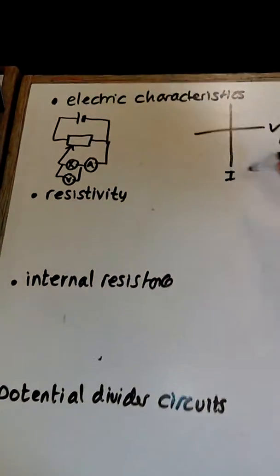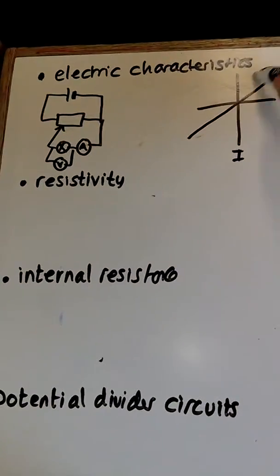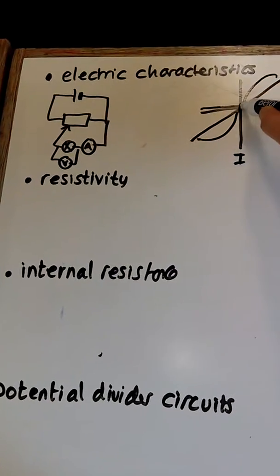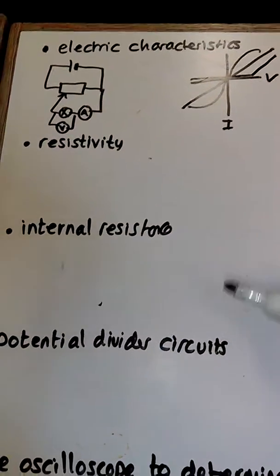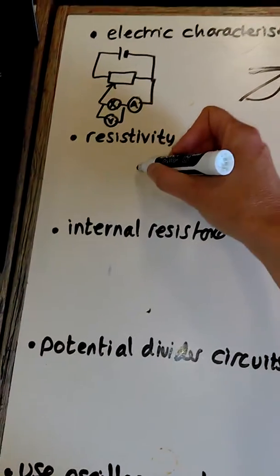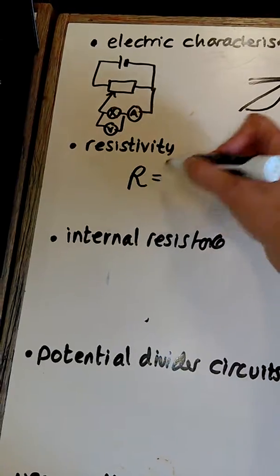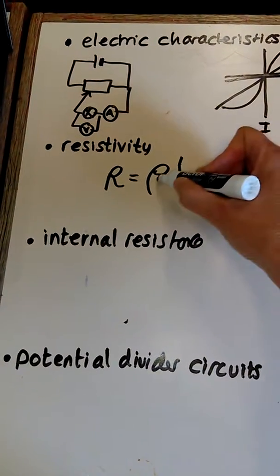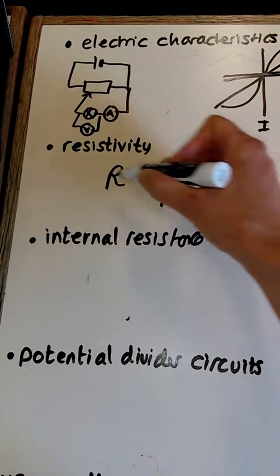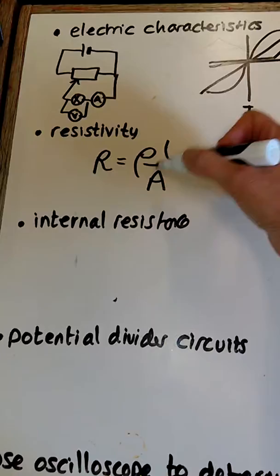If it's ohmic, it means V is proportional to I, it goes straight through. If it's a bulb, it's like an S. If it's a diode, it goes straight and then it goes up like that. Resistivity. You've done this one in class. You look at calculating the resistance by measuring current and potential difference, and you plot resistance against length, and that means that you've got a graph of the gradient is rho over A.